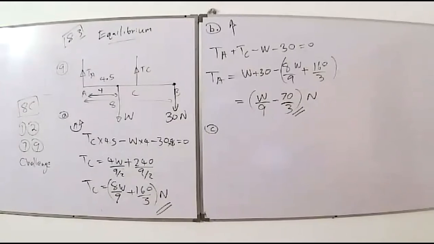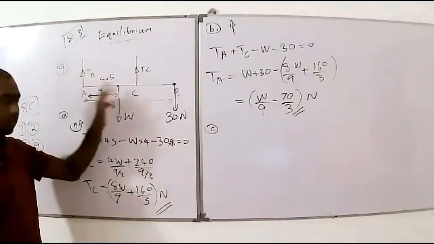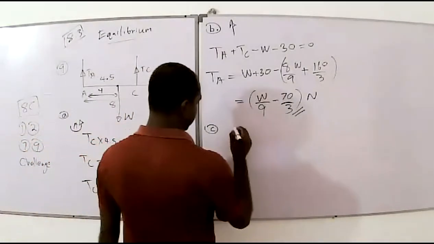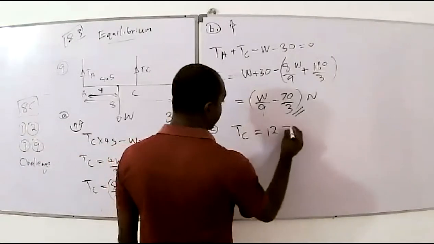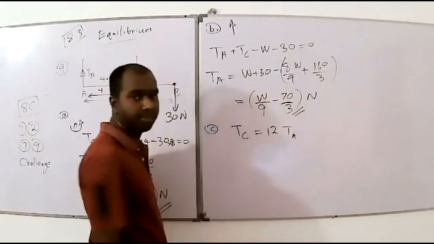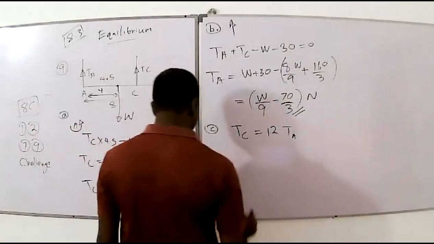Then what do we get? Given that the tension in the wire attached to the beam at C is 12 times the tension in the wire at A, they are asking for the value of W. Easy, what we have to do? You can write TC should be equal to 12 times TA. Some of you might accidentally write TA equals 12 times TC, which is totally wrong. Don't do it.